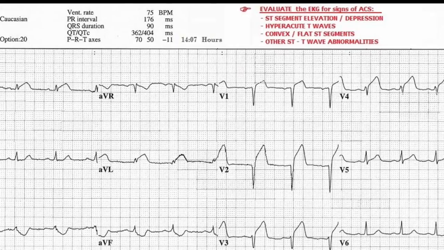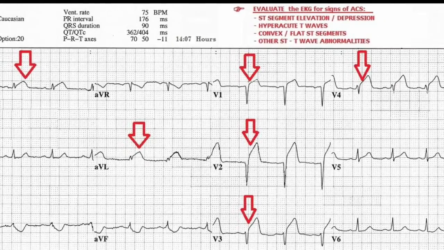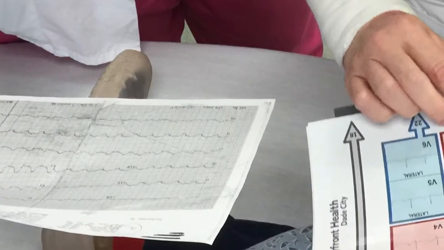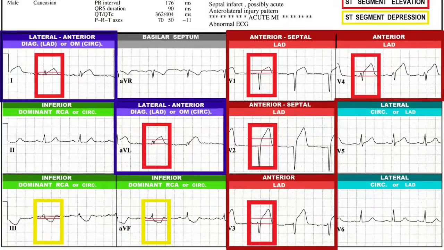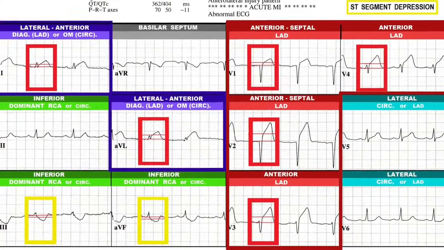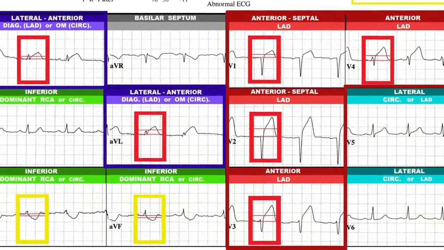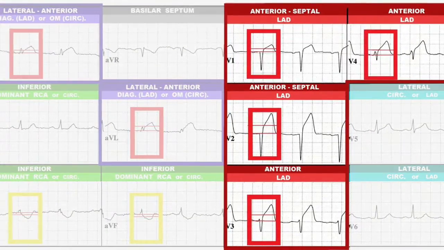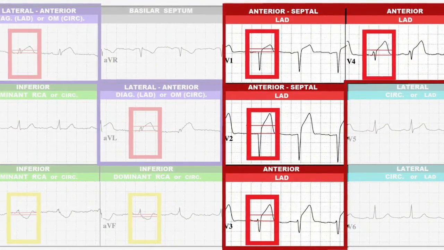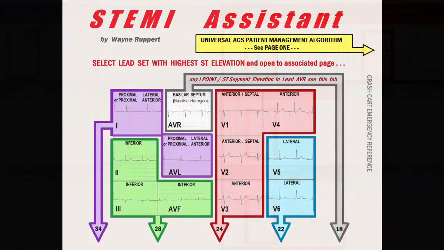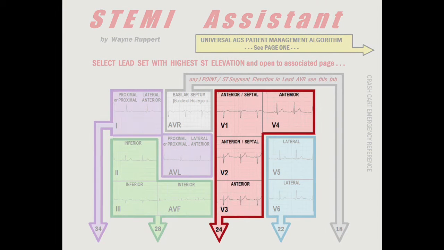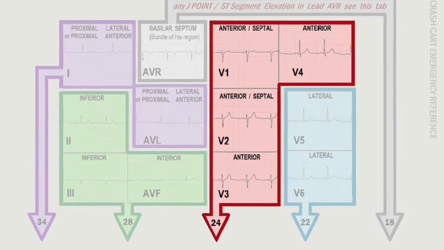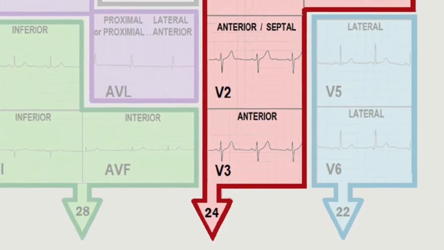Step 4. After identifying the leads where ST elevation appears on your patient's ECG, correlate these findings with the lead sets on the cover of STEMI Assistant. When your patient's ST elevation extends beyond one lead set, select the lead set with the highest degree of ST elevation. With our patient, the highest degree of ST elevation is seen in leads V1 through V4. Using the cover of STEMI Assistant, we select the corresponding lead set, which is leads V1 through V4, and we proceed to step 5, which is to open the book to the page indicated in the arrowhead. In this case, that's page 24.